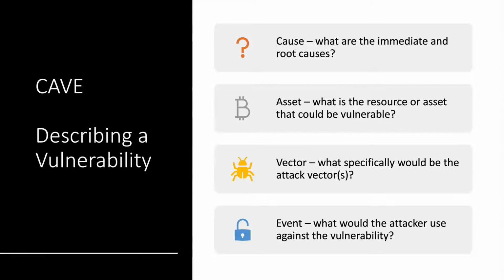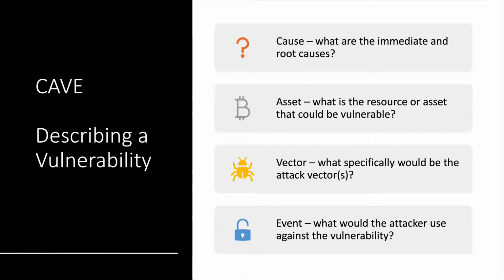What is it that could be vulnerable, and what's the vector? What's the attack vector? The bad guy's going to come in through the front door. They're going to come in through a phishing attack. Are they coming in through the back gate that's left open? What vector is it? And what event? What are they going to do? Is it going to be a phishing attack or a brute force attack or denial of service, or is it going to be an armed assault at the front gate?